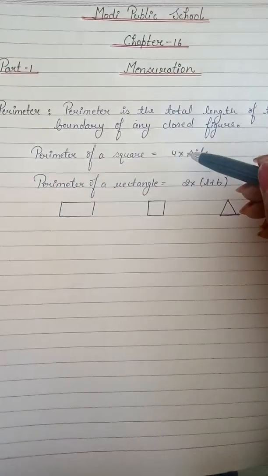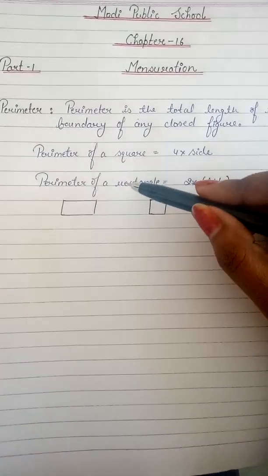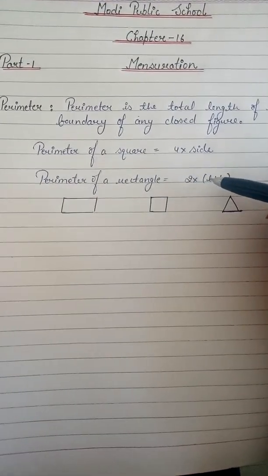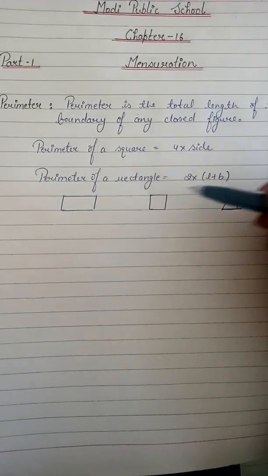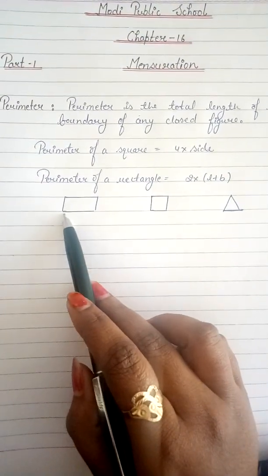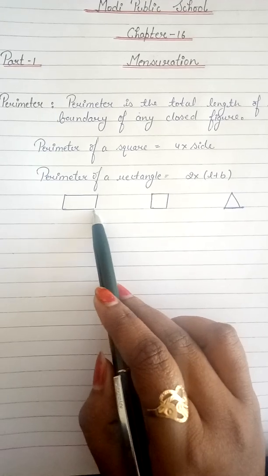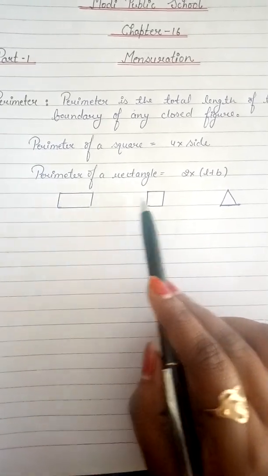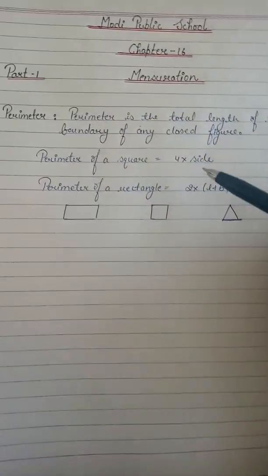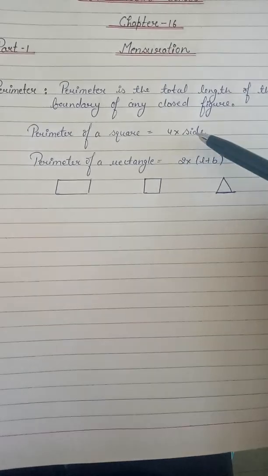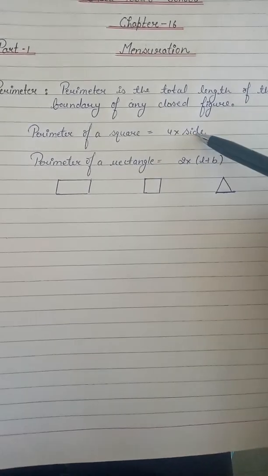Perimeter of a square is 4 multiplied by side and perimeter of a rectangle is 2 multiplied by length plus breadth. Though we can just add the boundaries, like here it's a rectangle, so we can add all its boundary, in this figure also. But for some figures we have specific formulas, like here we are going to talk about squares and rectangles. So to calculate their perimeters we can use these formulas.